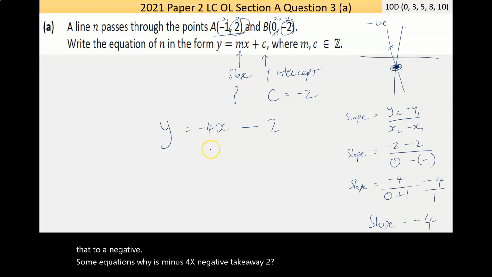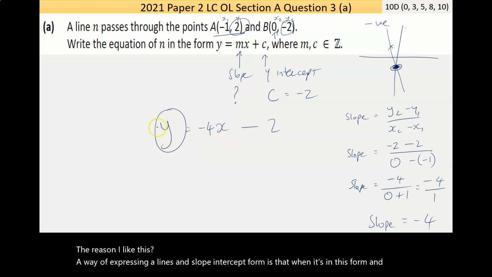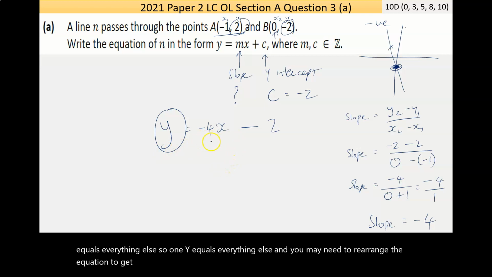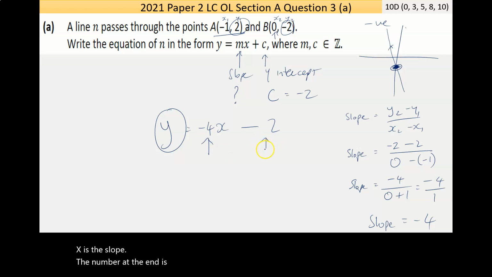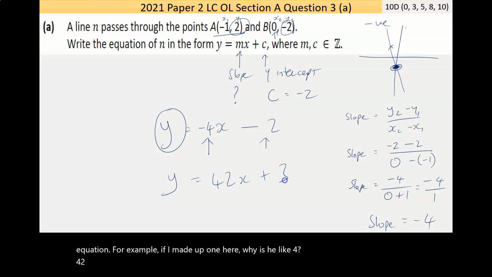Now the reason I like this way of expressing a line in slope-intercept form is that when it's in this form and it's y equals everything else, so 1y equals everything else, and you may need to rearrange an equation to get to that point. But once you have it in that format, the number in front of the x is the slope, the number at the end is where it crosses the y-axis. And that can tell you an awful lot about an equation. Like for example, if I made up one here, y is equal to 42x plus 3. This is a slope of 42, okay, and crosses the y-axis at 3.